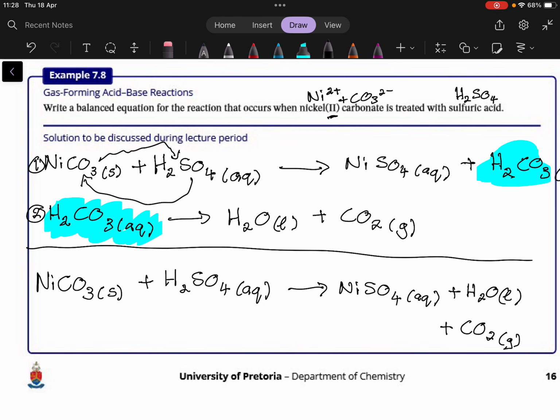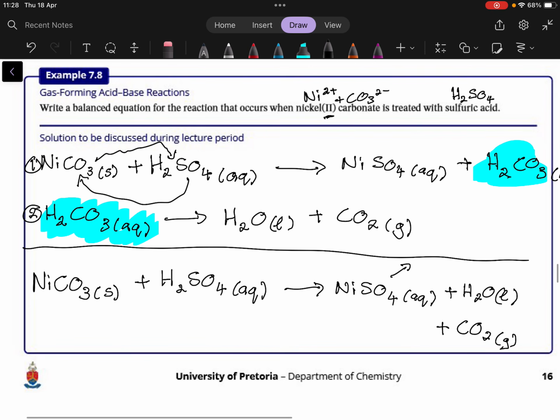All right, and as always, you're more than welcome to write this as SO4 2- and Ni2+, because in principle it is dissolved, so neither right nor wrong. Right, so that's what I wanted to check here. Just go through the idea of the gas-forming reactions and acid-base reactions and why there's a difference between a strong acid and a strong base and their net ionic equations. Okay, thank you for watching.